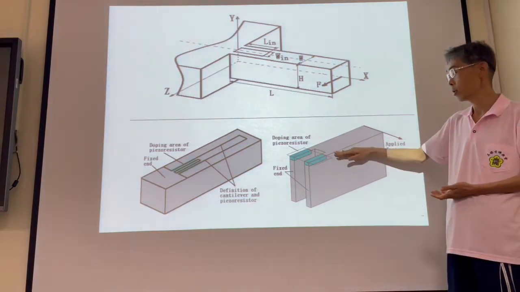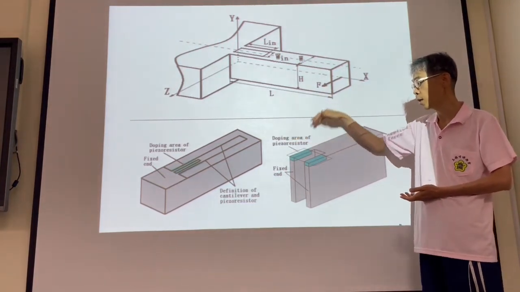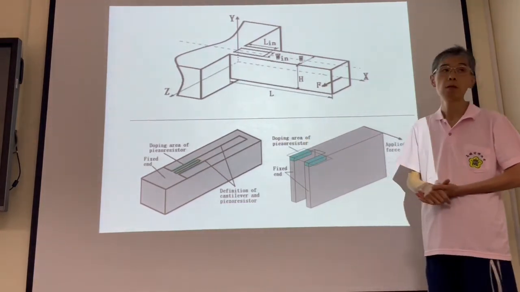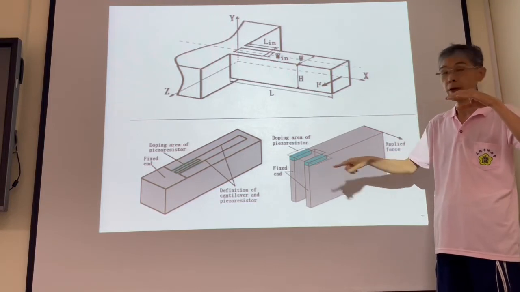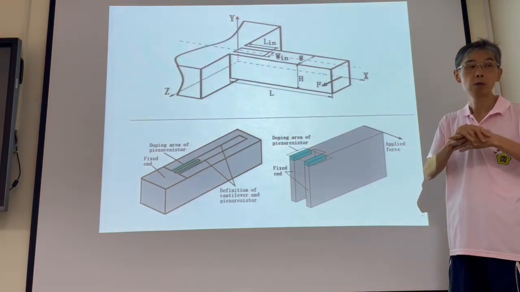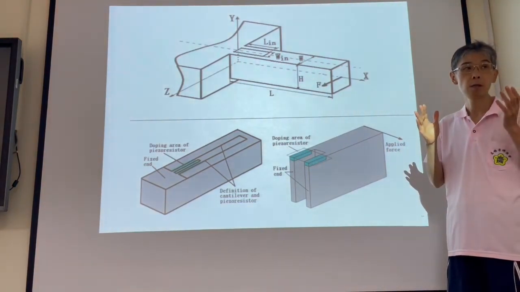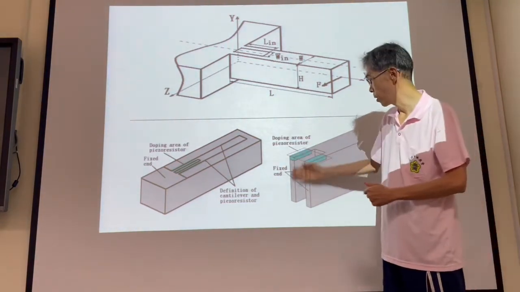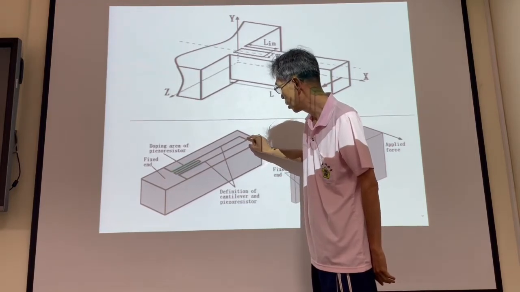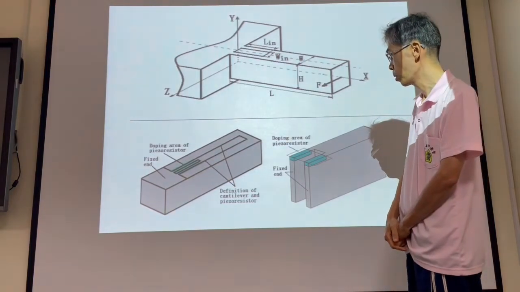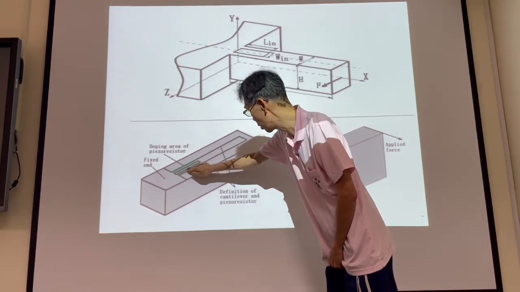Okay. So in this case, suppose this is the wafer, then we use deposition to put doping on the top surface of the wafer. Doping means we use thermal deposition to put N plus, boron or phosphorus, P plus, on the top surface to create the poly resistor. So this is the fixed end, this is the anchor, and this one is the beam. The beam here is solid material.